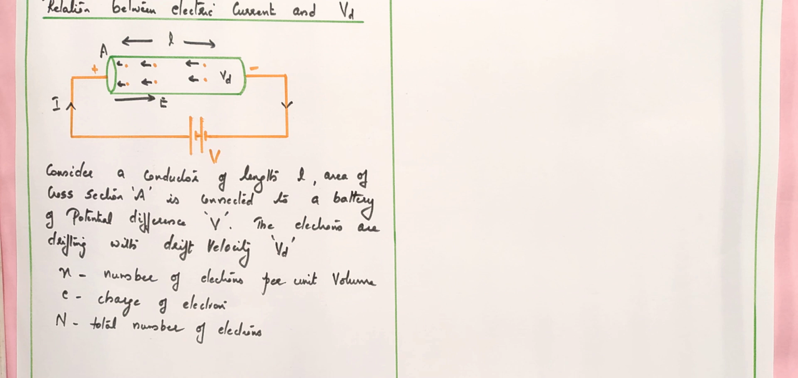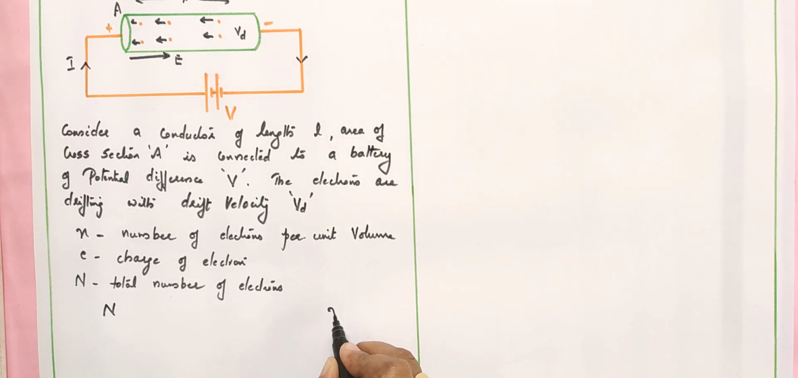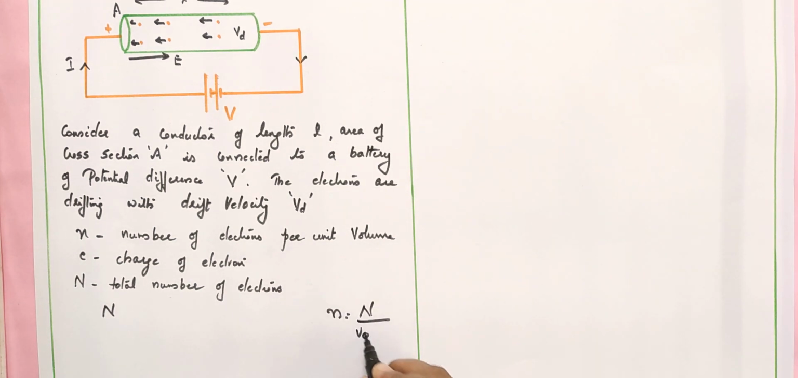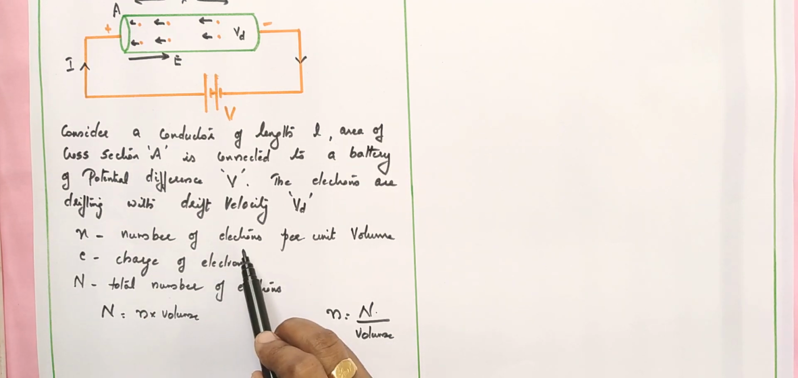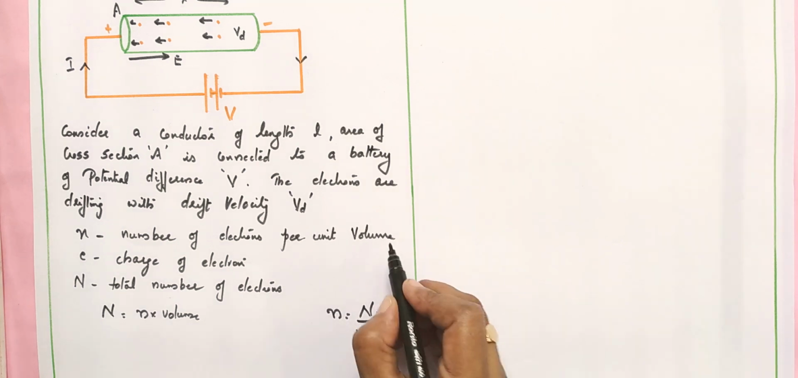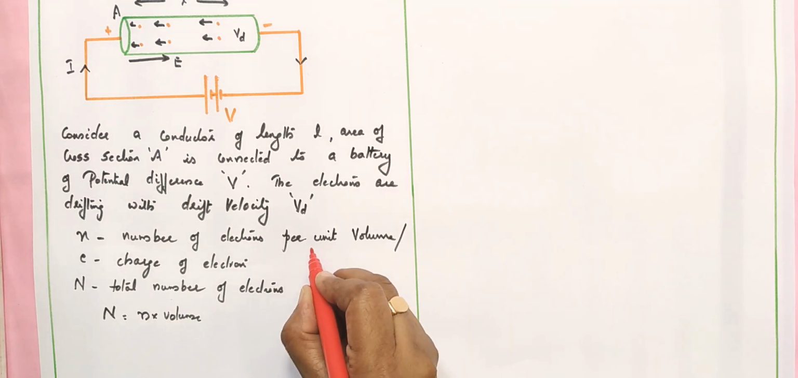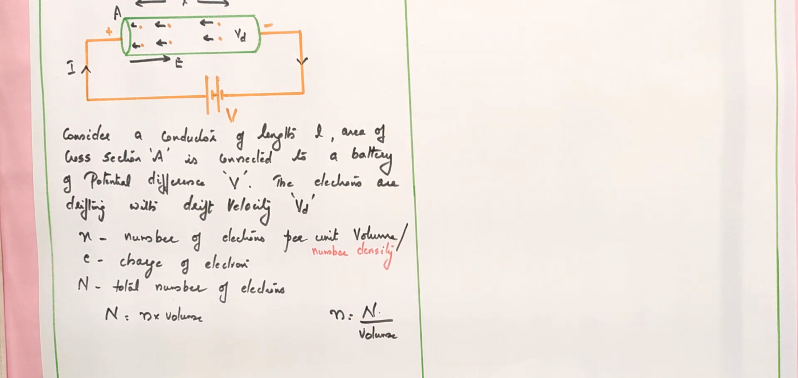So how will you write the total number of electrons? We know the number of electrons per unit volume is small n, that is, total number of electrons divided by volume, isn't it? So capital N can be written as n into volume. What is the small n? Small n is the number of electrons per unit volume, otherwise called number density. So capital N is equal to n into volume.